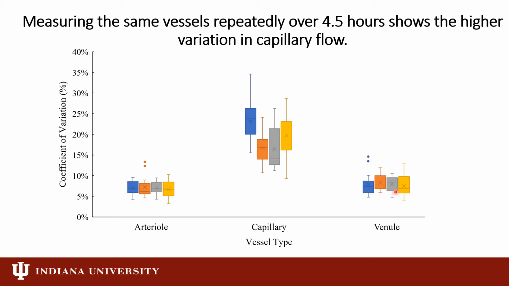This summarizes all the participants. There were 3 participants and multiple measurements. And you can see arterioles and venules have a coefficient of variation in their velocities on the order of 5 or 6%, whereas the capillaries are varying over about 20%.